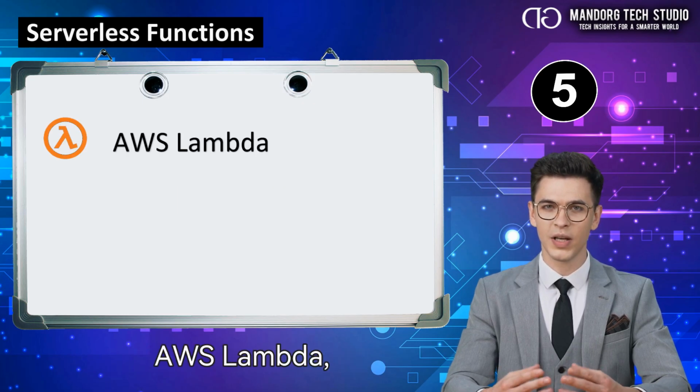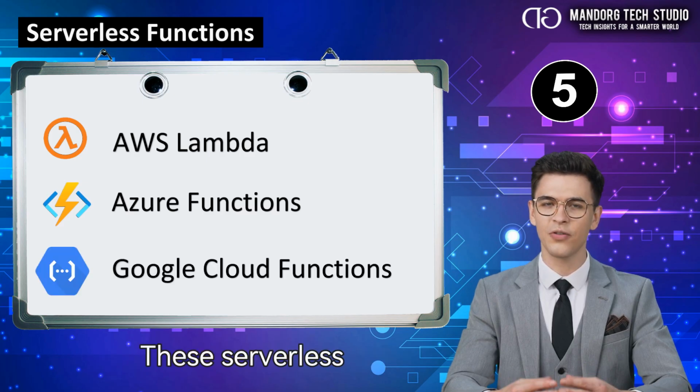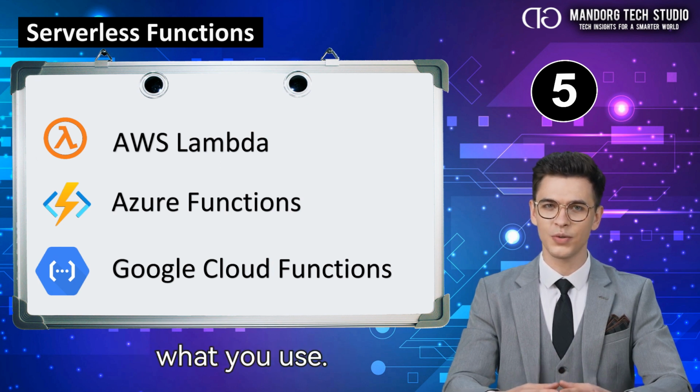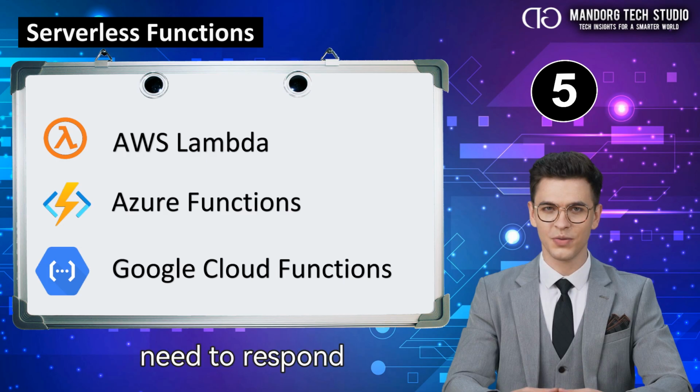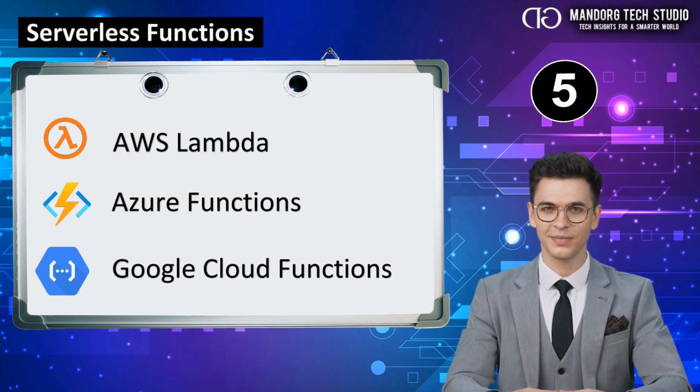5. AWS Lambda, Azure Functions, Google Cloud Functions. These serverless compute services allow you to run code in response to events without provisioning servers. You only pay for what you use. It's the perfect choice when you need to respond quickly to changes, like a new user sign-up or file upload.